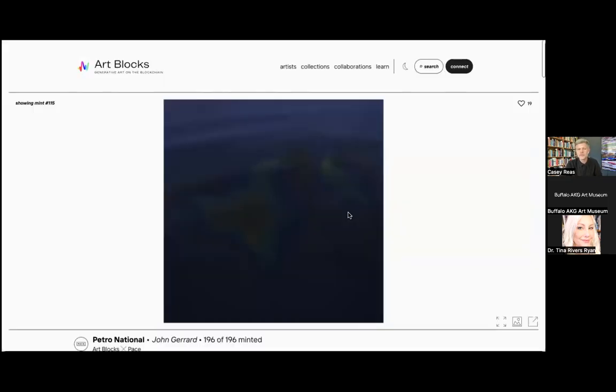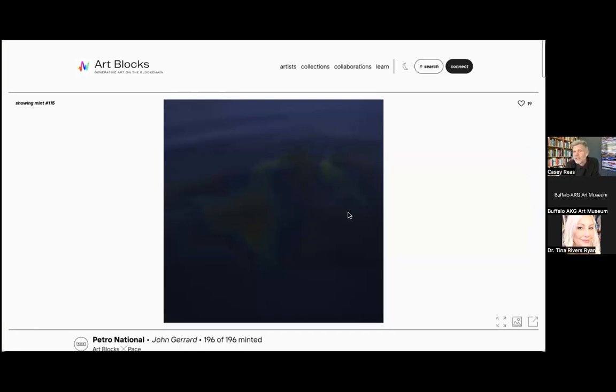And also, a lot of the work that's being released now, I think is a really important and essential part of software work, is that there's no resolution to it. It can be displayed on a small screen or a large screen, and it adapts to any size and any aspect ratio. The last Art Blocks project I want to show is Petro-Nations by John Gerrard.